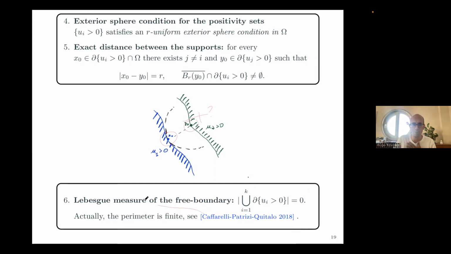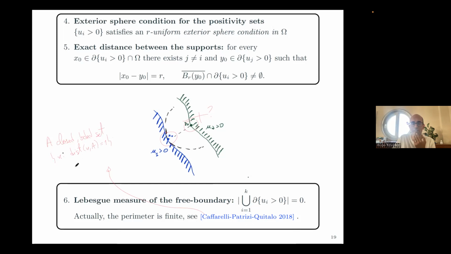But actually this can be improved by a very general result in a paper by Caffarelli, Patrizia, and Kitalo that says the following. So maybe in the future you might need this. If you take any closed, very general, bounded set in Rn, and you take the set at distance, let's say 1 or whatever, then this has a finite perimeter.